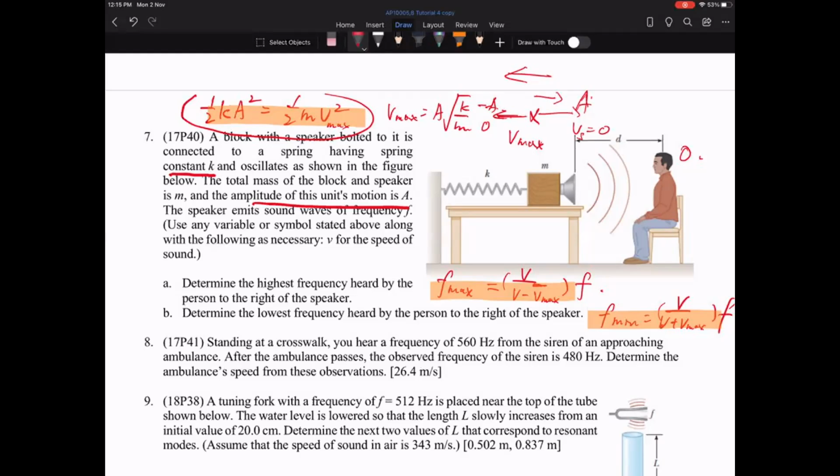Right. And in question 8, the situation would be actually quite similar. You have the source that is initially moving towards you, an ambulance, and then later leaving you. So the frequency of the sound changes. And therefore, by comparing the sound frequencies in the two situations, you know what is the speed of the ambulance.